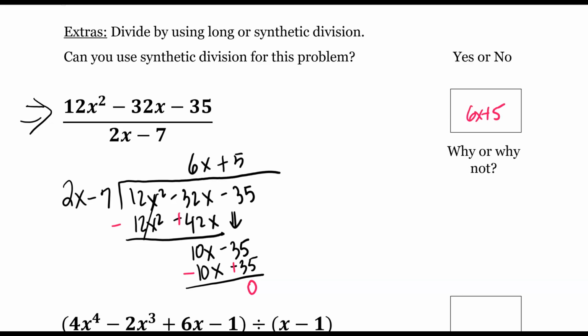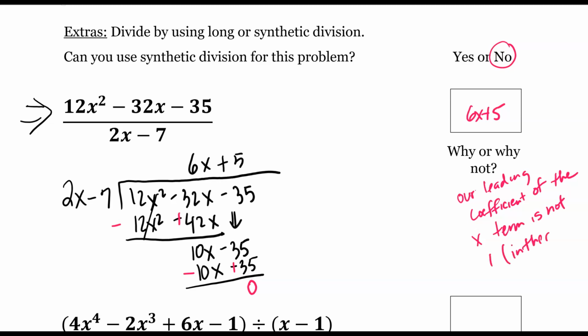And again, the reason why we couldn't use synthetic division is because the leading coefficient of the x term is not 1 in the divisor.